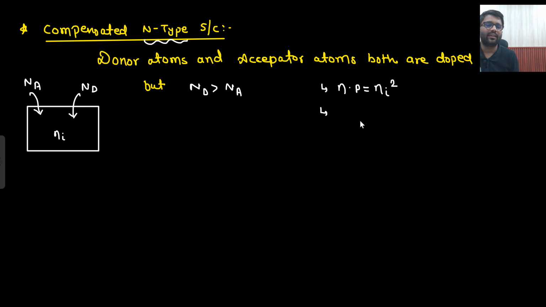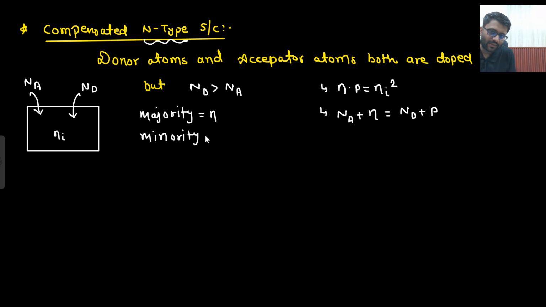Okay. What will be your neutrality equation? Negative charge is Na and electrons, and positive charge is Nd and holes, right? Who is the majority here? Majority is N, and who is the minority? Minority carrier concentration is P. So whom will I replace? I will replace P here, right? So the value of P will come out to be Na minus Nd plus N, right?